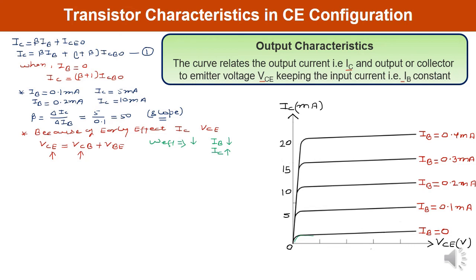So you can see over here, depending upon this particular factor, if you are increasing VCE, IC increases. Upon increasing this particular term VCE, IC also increases. So you can plot the characteristic curve.